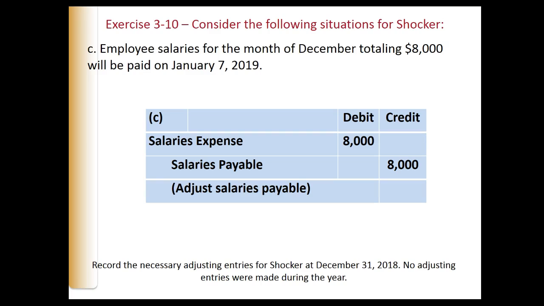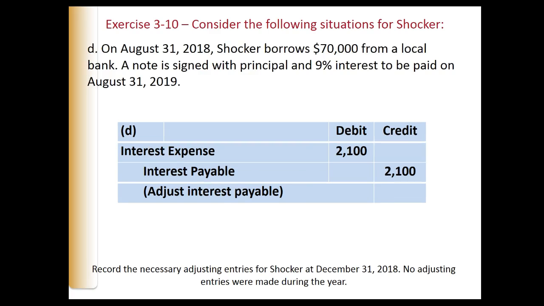So what we do is we have to show a salary expense, which is an expense, part of the income statement. Expenses are increased by debiting them. And since we know that is not going to be paid until January, we want to create a liability. We credit salaries payable for the same amount. So that way we have increased our expense and we have increased our liability as of the end of December.